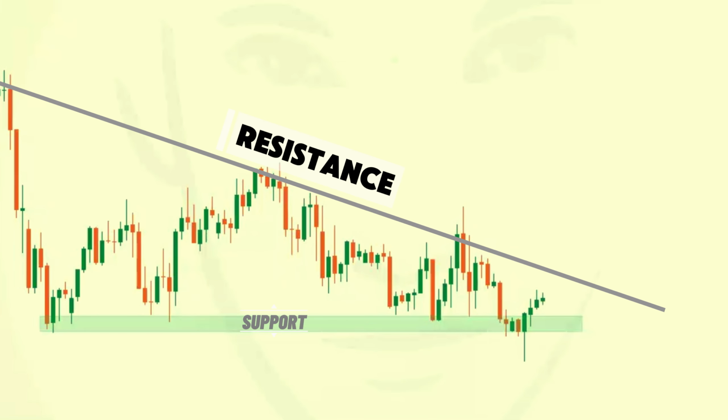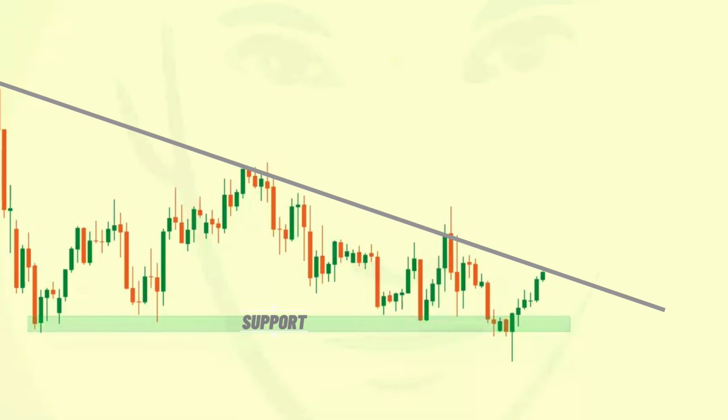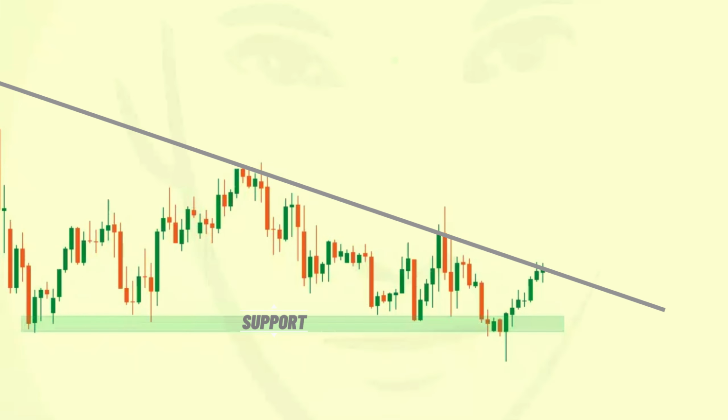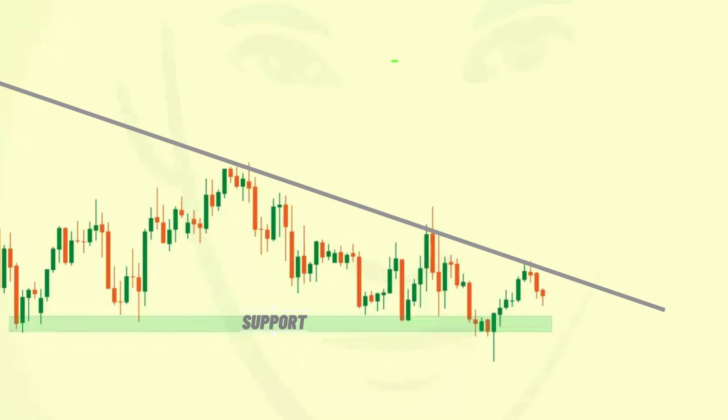Resistance is the opposite. It's a price level where selling pressure overcomes buying pressure, acting as a ceiling. As price rises towards resistance, sellers become active, they think it's overvalued or want to take profits, and this increased supply stops the rally, often pushing price back down. The market is saying, it's expensive here, let's sell.